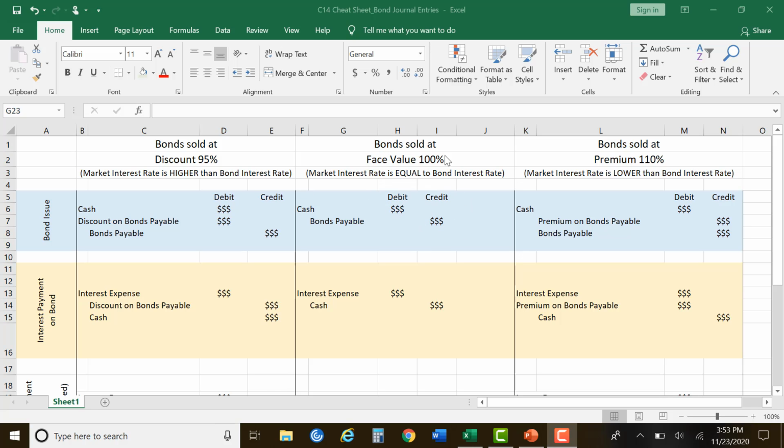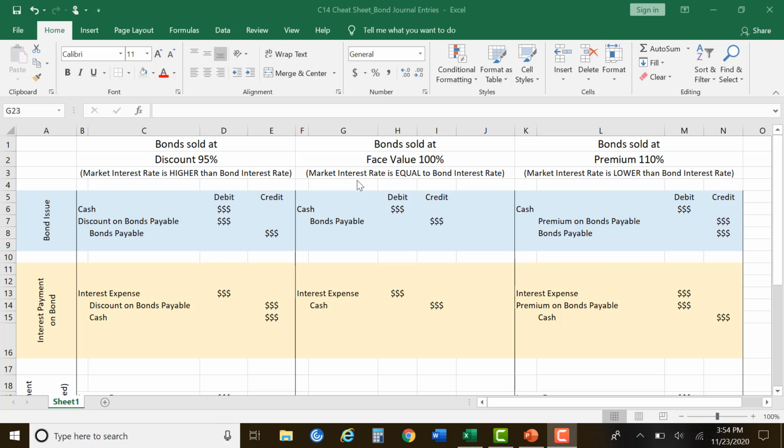So bonds sold at face value, or 100%, are the simplest. They are sold for exactly what you were asking for: $1,000 bond, they gave you $1,000. Under bonds that are sold at face value, the market interest rate is equal to the bond interest rate. So anywhere out in the bond market right now, you can get 5%, and my bond's selling for 5%. So it is equal. They're going to give me $1,000 for my bond that I'm selling.